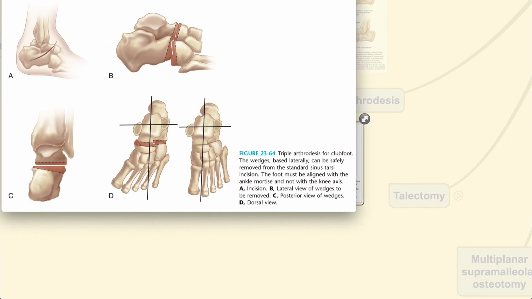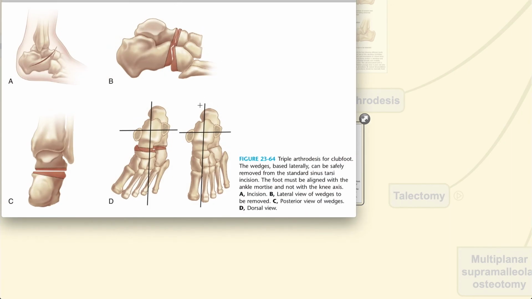You could see here that in triple arthrodesis, the incision is being done laterally, and we could see here that there are wedges of bone being removed. Now the talonavicular, the calcaneocuboid, and also the talocalcaneal wedges of bone are being resected, and the goal here is to achieve a normally positioned foot.